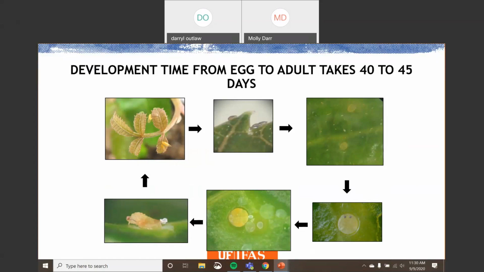Looks a little bit like a Pac-Man ghost to me with those eye spots. They're going to sit there, and they act as a nutrient sink to the plant. The plant is diverting nutrients from growth into growing these galls. The adult then emerges and starts to cycle over again. Development time from egg to adult takes about 40 to 45 days, dependent upon temperature.